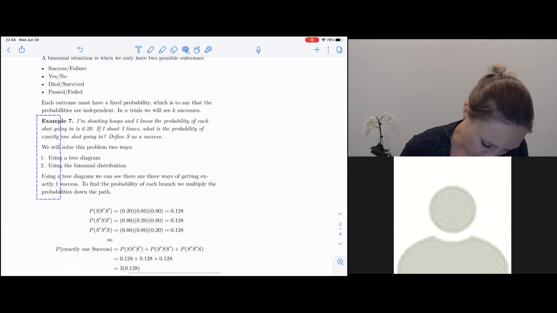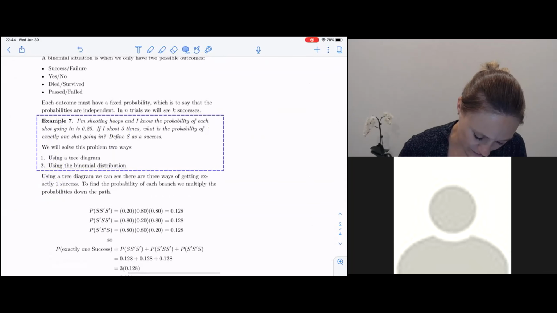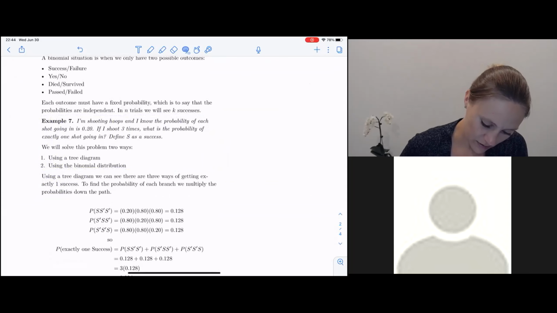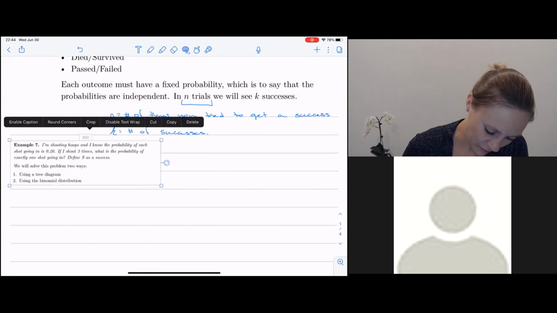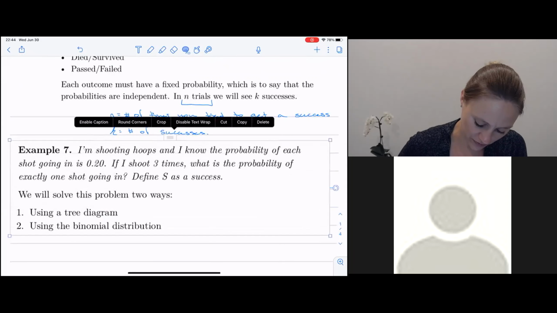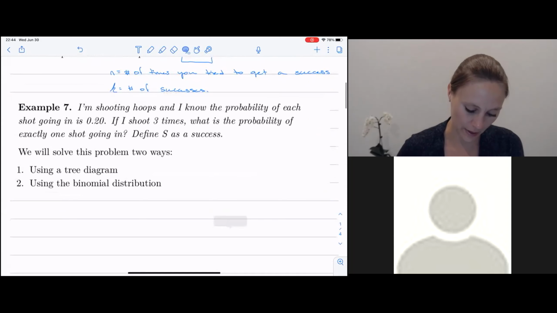So I want to do an example here to illustrate where the formula that we're going to use for this section comes from.